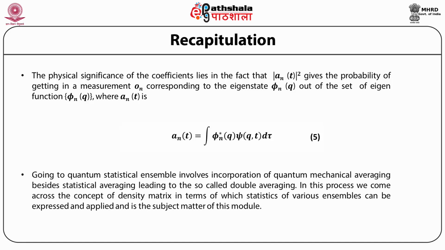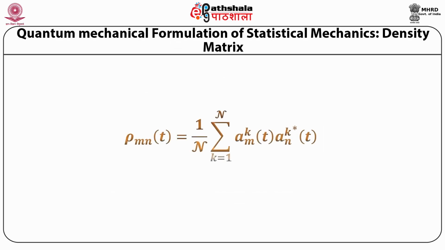Going to a quantum statistical ensemble involves incorporation of quantum mechanical averaging besides statistical averaging, leading to the so-called double averaging. In this process, we come across the concept of density matrix, in terms of which statistics of various ensembles can be expressed and applied, and is the subject matter of this module. Now we will look at the quantum mechanical formulation of statistical mechanics in terms of density matrix.